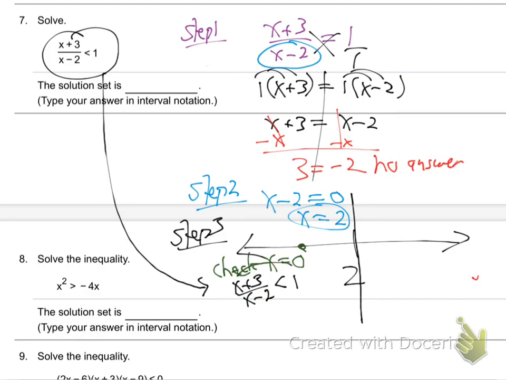Grab the 0, put in the 0. That side is the same. 0 plus 3, 0 minus 2 less than 1. Use your calculator. That's 3 over negative 2 less than 1. That's negative 1.5 is less than 1. Is that true or is that false? True. Well, we're just always getting true today when we check, aren't we?